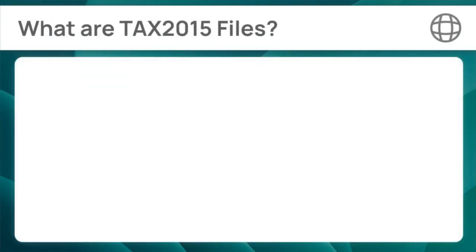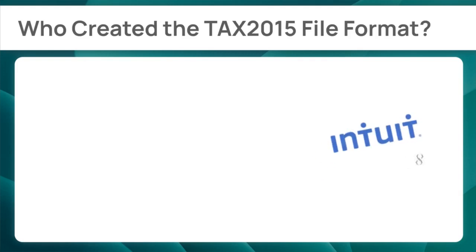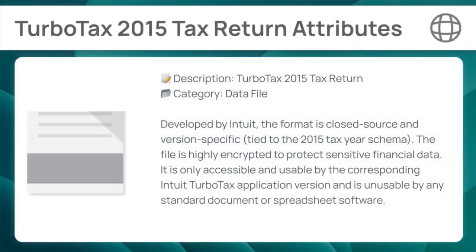The TAX2015 file is a highly proprietary document used by Intuit TurboTax software. It contains all user-entered tax information, calculations, schedules, and filing data for the 2015 tax year. Its sole function is securely storing tax records for review and submission. Developed by Intuit, the format is closed source and version specific, tied to the 2015 tax year schema. The file is highly encrypted to protect sensitive financial data.